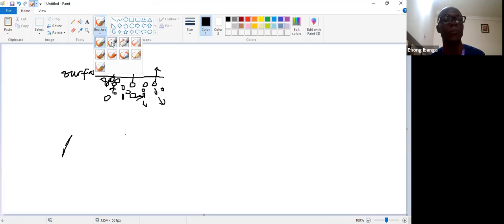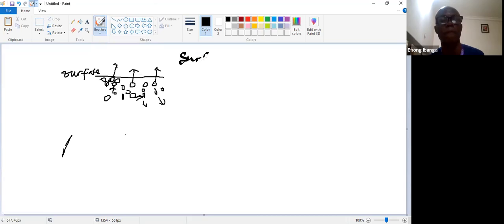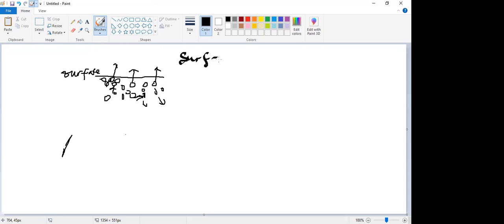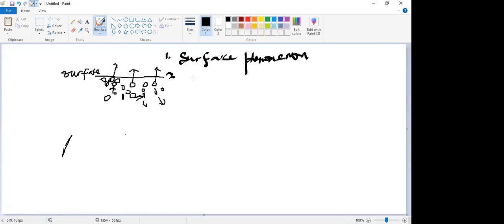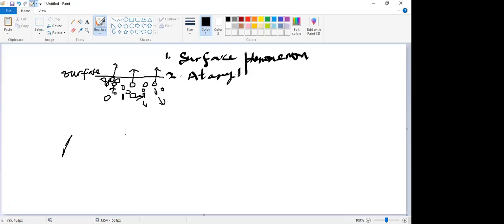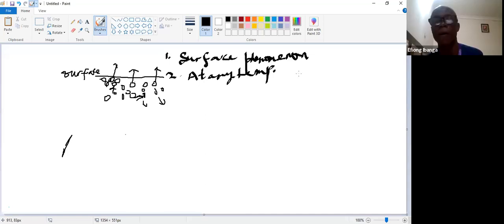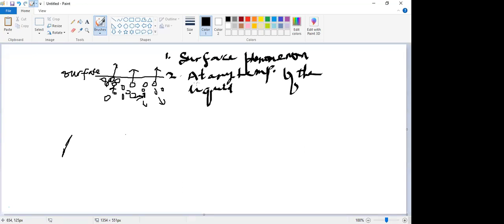Let me write that. So it is a surface phenomenon. That's one. So it occurs at the surface. Two, it occurs at any temperature of the liquid. It occurs at any temperature, all right? So those are the key things there.